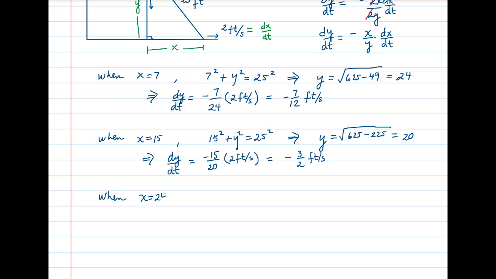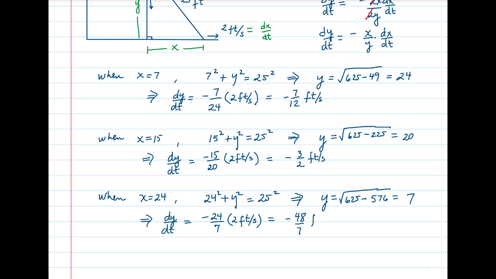Okay, in the same way, we're going to find dy/dt for when x is 24 feet, and we follow the same procedure here. When x is 24, y is equal to 7, and then with that we can plug it into our equation for dy/dt. Once we do that, we get negative 48 over 7 feet per second.